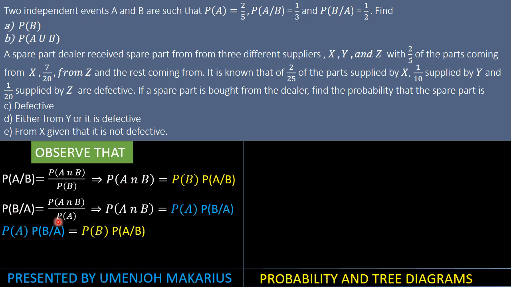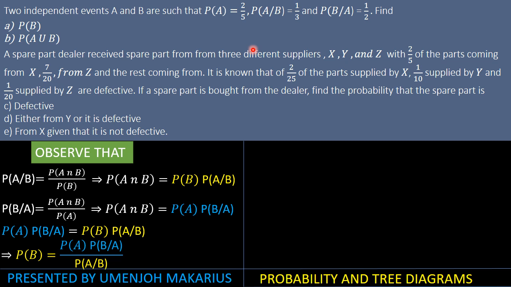So friends, in this case, we make the probability of B the subject of this formula, since it is our unknown from part A. We are going to have the probability of B equal to the probability of A times the probability of B given A all over the probability of A given B. Great. And friends, you notice that we have the probability of A, which has been given as 2/5.